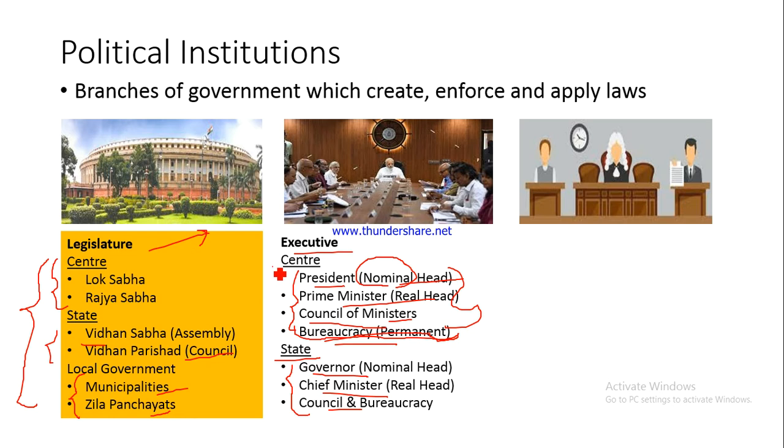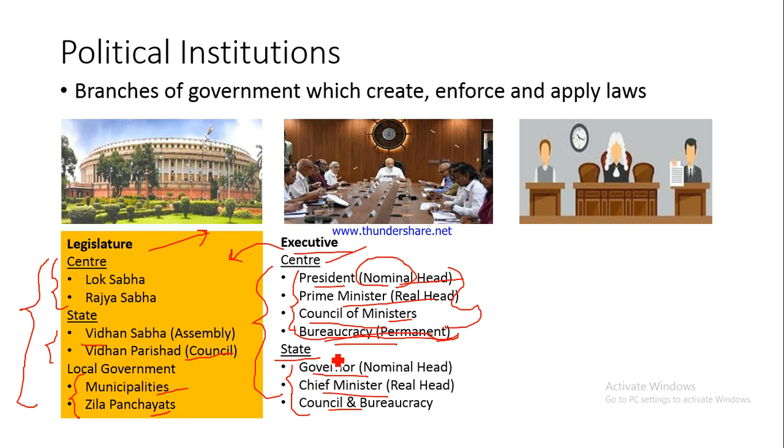Again, there is a separation of power between the center and the state. For example, if you talk about defense, telecommunications, or foreign affairs, now this is entrusted to the central executives. So all the issues related to these will be taken care of by the central executive. Naturally, they will have to get permission from the legislator, right?